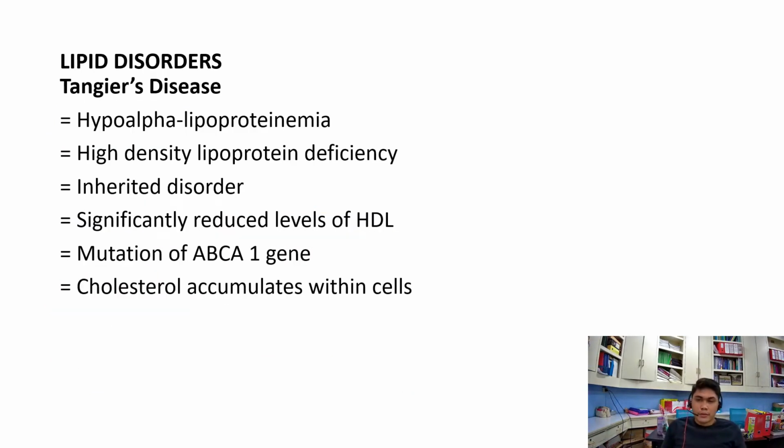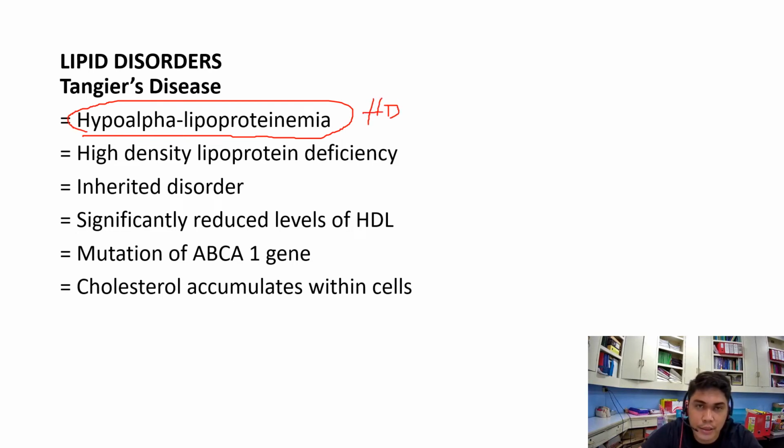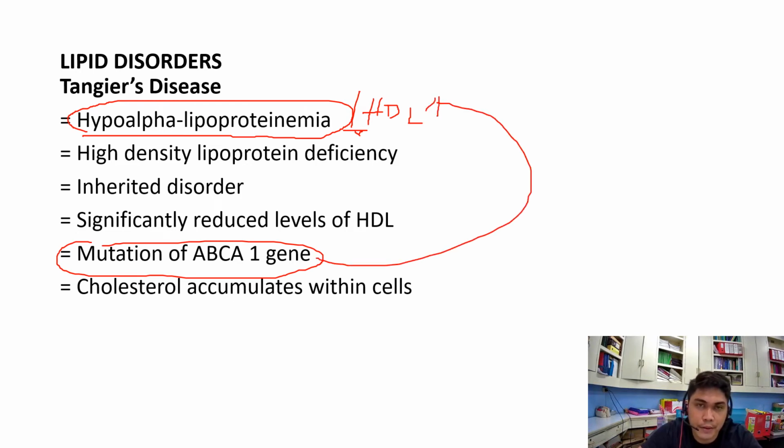Okay, so next we'll discuss lipid disorders. The first example of lipid disorders is Tangier's disease. Tangier's disease is also known as hypoalphalipoproteinemia, meaning the concentration of HDL is decreased. HDL concentration is low due to a mutation in the ABCA1 gene. This mutation in the ABCA1 gene is the cause of the decrease in HDL.